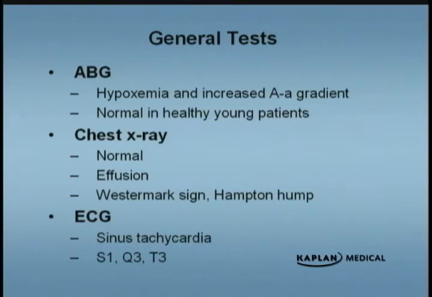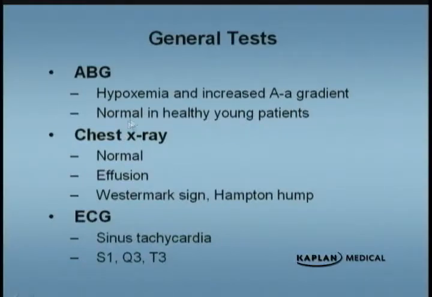What do we do? How do we do a workup of a patient with thromboembolic disease? Well, there's a couple of general tests that we start off with. The first general test to start off with is the ABG. And the typical ABG, we find hypoxemia with an increased AA gradient, just like the patient that we saw before.